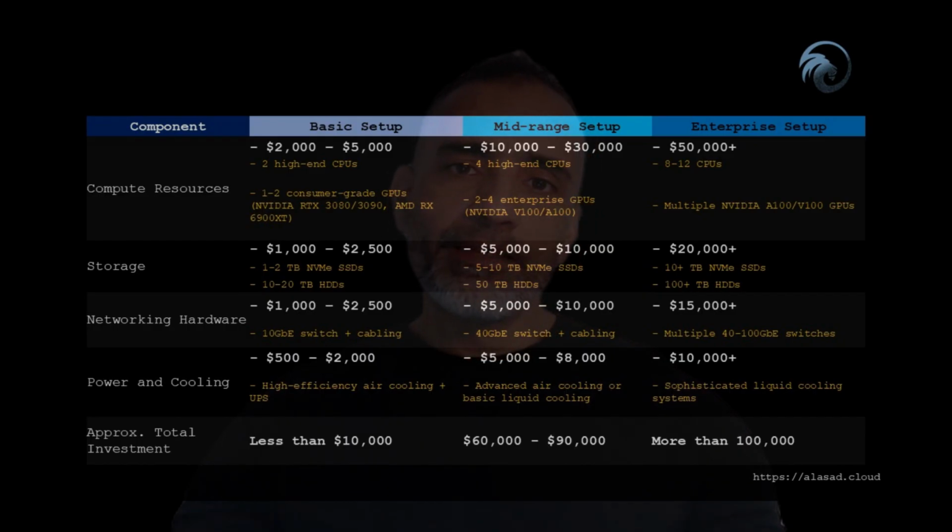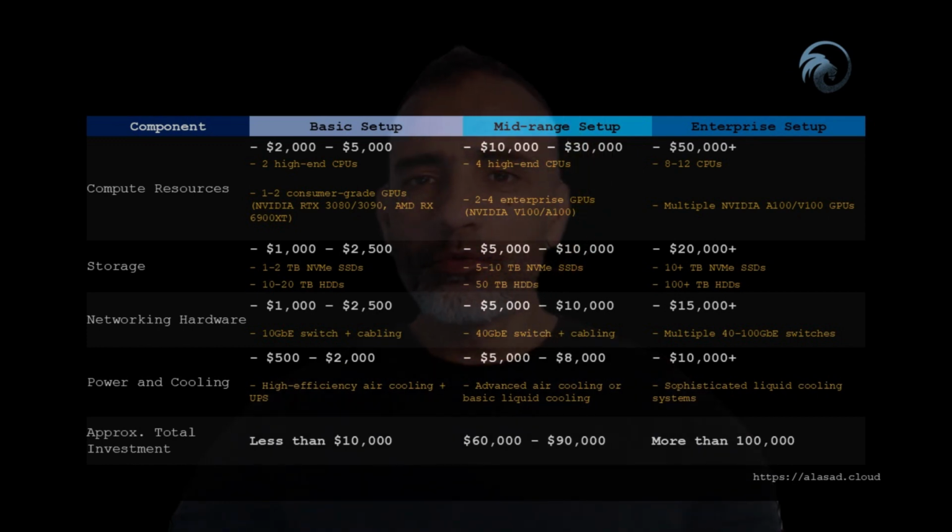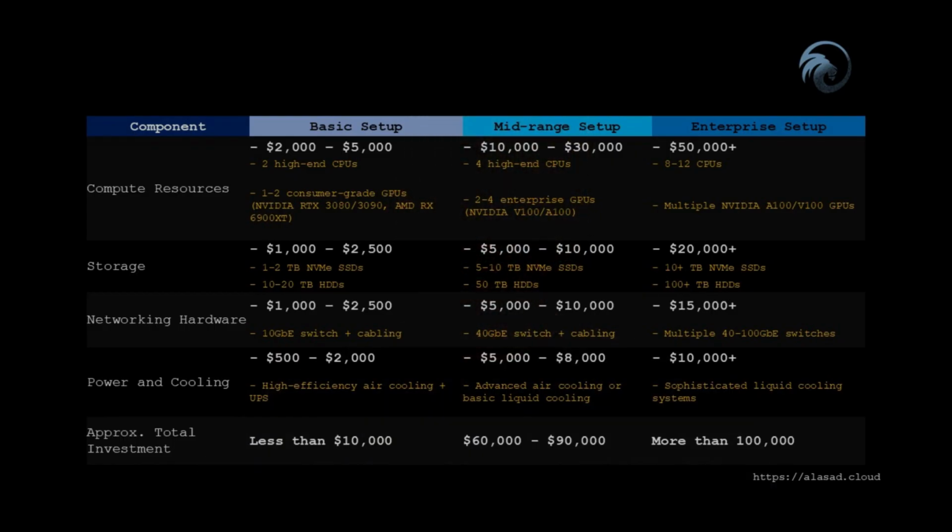Now, the estimated budget when it comes to storage: the basic setup would set you back around $1,000 to $2,500 roughly, when we are talking just about storage. Then mid-range, up to $10,000, and enterprise $20,000 or more, depending on your requirement and what you want to do with it.